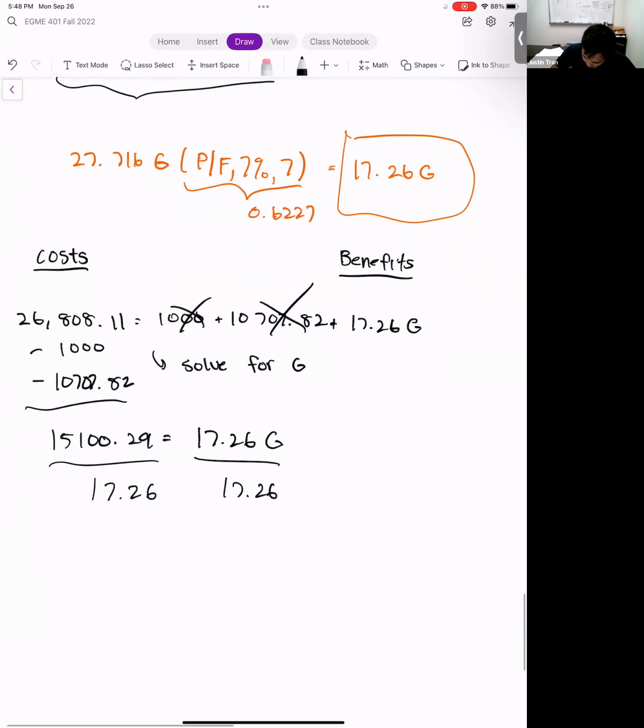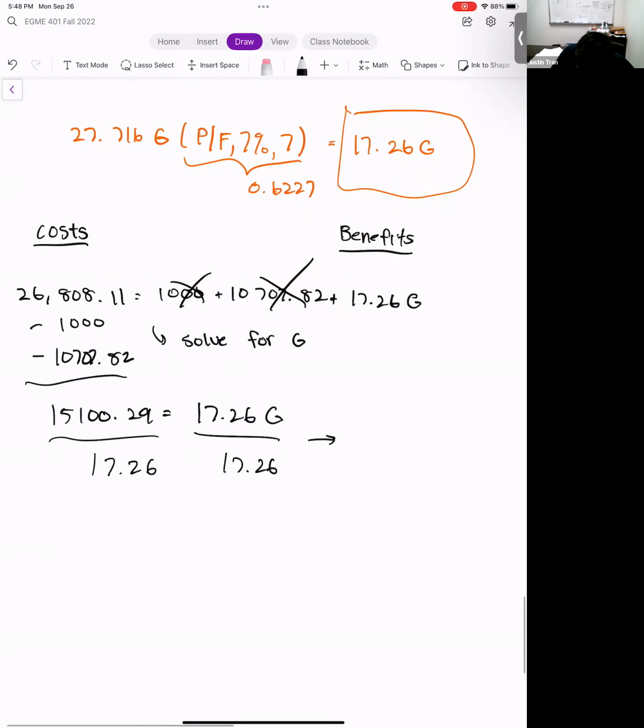Right, and what we get from this is that G is equal to $874.87. Right, so if we compare that to the answer that's given, we're only off by about 7 cents. Okay, so remember, there's always going to be a little bit of round off error, so don't stress it if you don't meet it exactly, as long as you're pretty close.